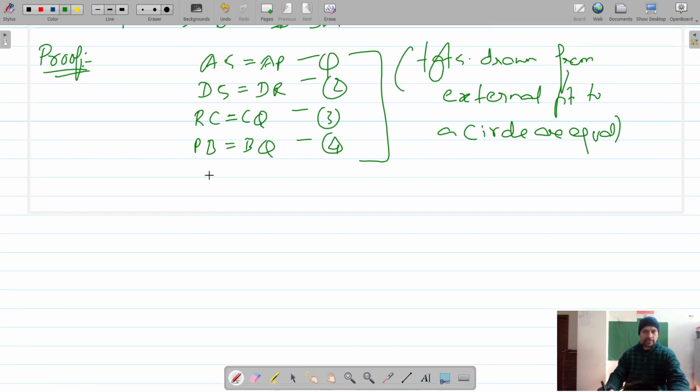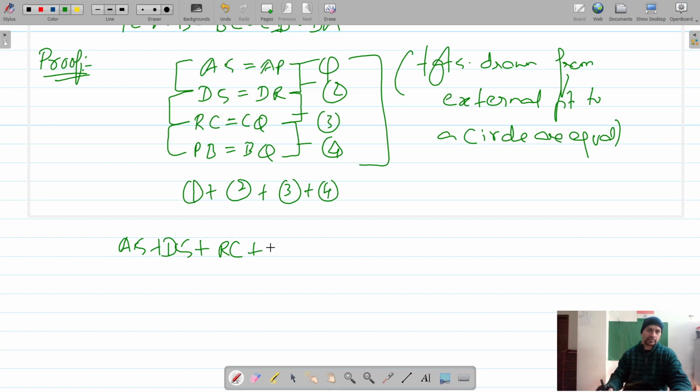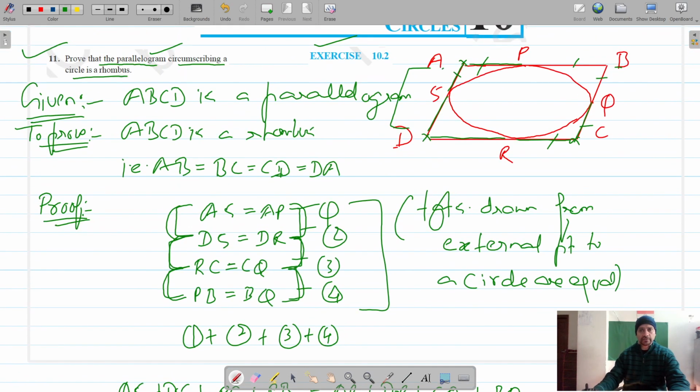Okay, so now if we add them, so how are we gonna add them is by adding the LHS of every equation to the LHS of other equations. So this is how we are going to add it. So AS plus DS plus RC plus PB is equal to AP plus DR plus CQ plus BQ. So add what is in the LHS to the next equation, next equation, next equation, and add LHS of every equation. So we are here, and now AS and DS, it gives us AD.